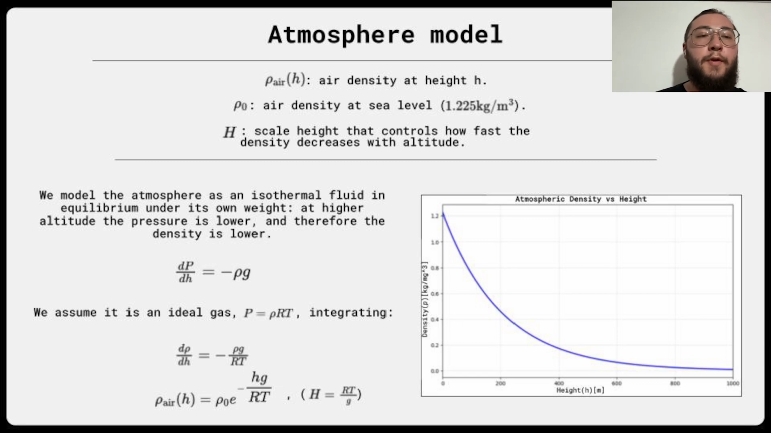To solve the system, we first need to describe the atmosphere. We model it as an isothermal fluid in hydrostatic equilibrium, which means that as altitude increases, pressure and density both decrease. On the right, we can see how air density decays exponentially with height. This simple assumption gives us a continuous function for air density that's easy to use in the equations, avoiding the need to divide the atmosphere into layers.